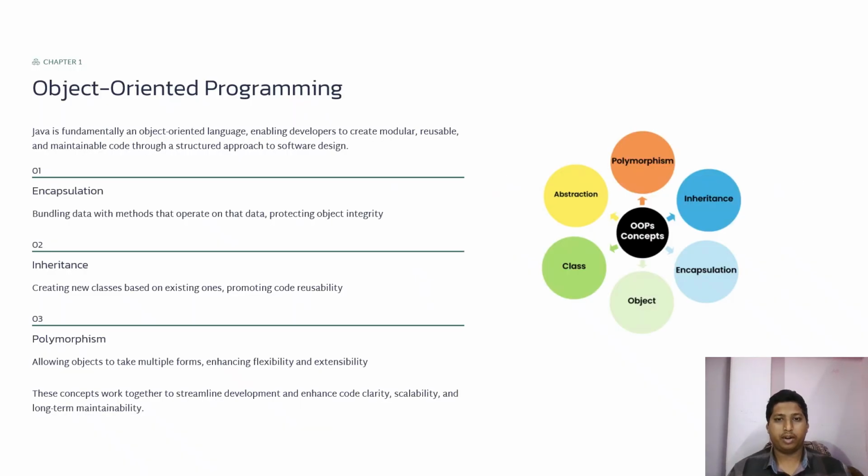Java is an object-oriented programming language which consists of encapsulation, inheritance, polymorphism, and several other things. Let us talk about encapsulation. Encapsulation is a type of object-oriented programming which is used for combining the data and methods into a single unit. And inheritance is used for acquiring the properties of a parent class into a subclass. And polymorphism is a concept of allowing the object to take multiple forms and enhancing flexibility.